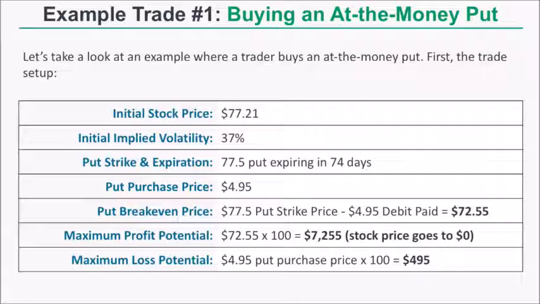Now the maximum loss potential is the amount we paid for the option, which is $4.95 times 100, which is $495. So let's take a look at how this position performed over time.